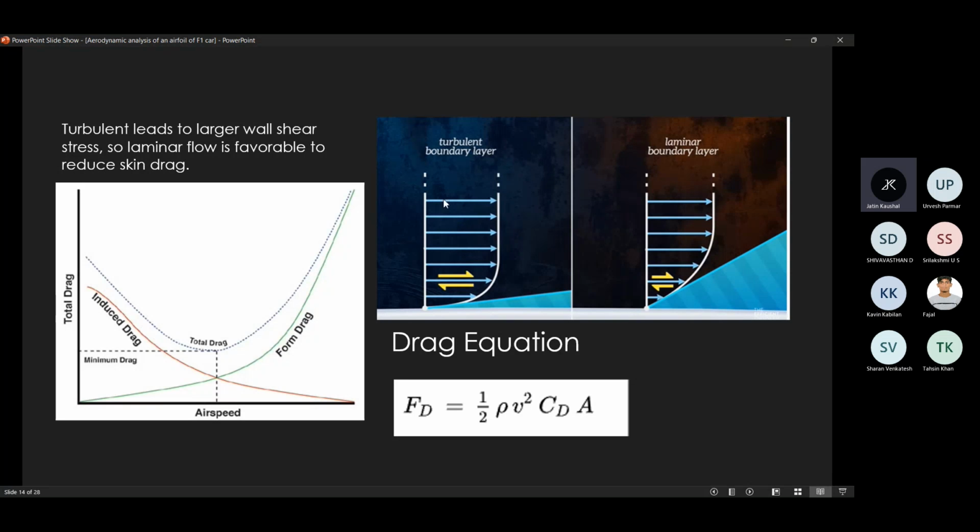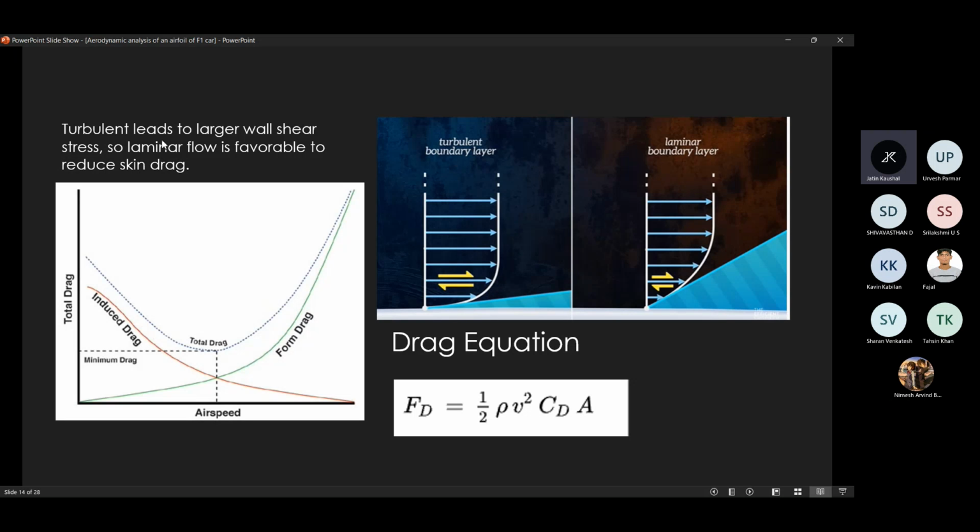This is the velocity profile of the turbulent boundary layer and the laminar boundary layer. In the laminar boundary layer, the wall shear stress is smaller, as shown by the smaller arrows, and in the turbulent boundary layer, the wall shear stress is greater.